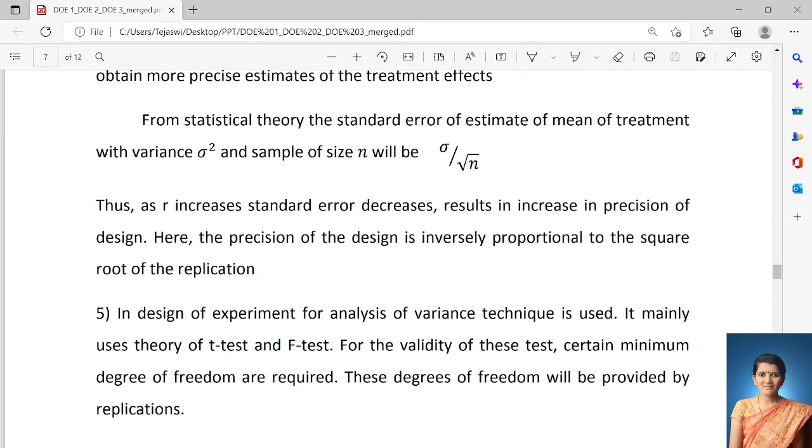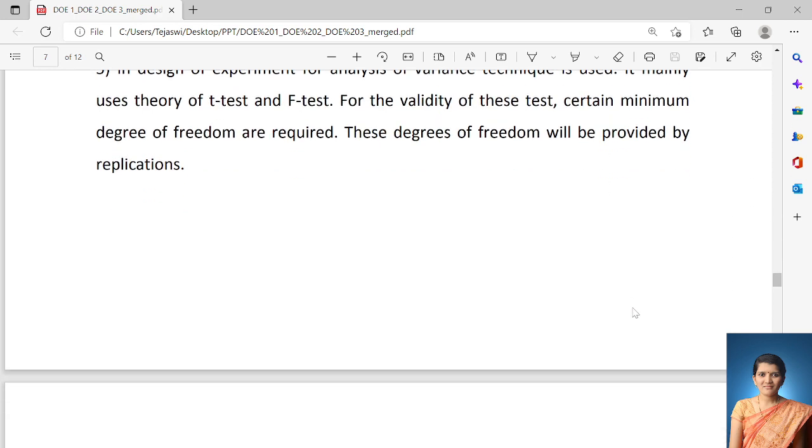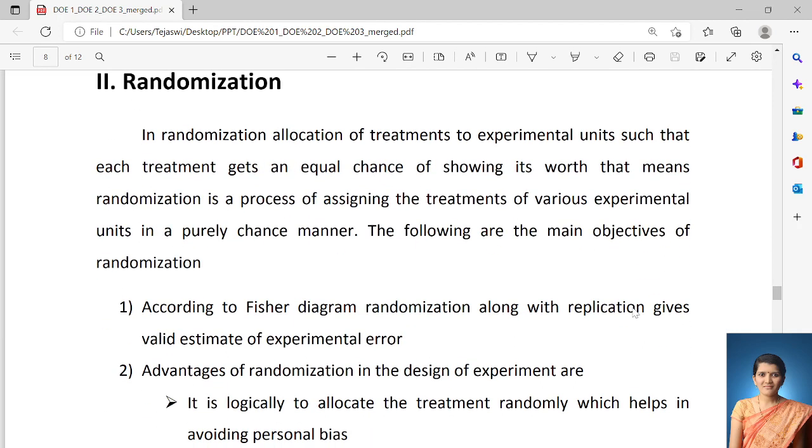Here the precision of the design is proportional to the square root of the replications. In the design of experiments, the analysis of variance technique is used. It mainly uses the theory of t or F test. For the validity of these tests, certain minimum degrees of freedom are required, and these degrees of freedom are provided by the replications.